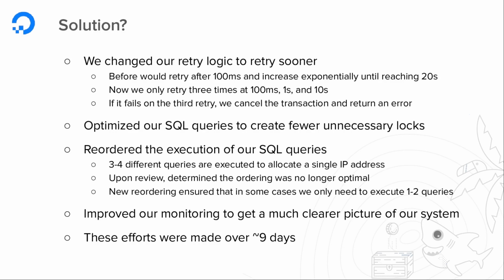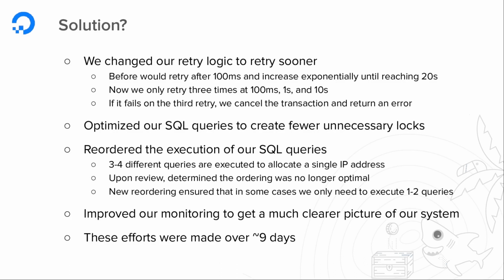So like I said, IPAM retries operations with the database. And before this incident, we would retry a failed operation after 100 milliseconds and then increase exponentially until reaching 10 seconds. This is exponential backoff. But that was causing issues because 20 seconds is a long time to wait. And it just was having things take too long to finish. So we changed it to retry only 3 times at discrete amounts of time. And if we fail on the third retry, we just cancel the transaction and return an error. So we basically attempted to fail faster.